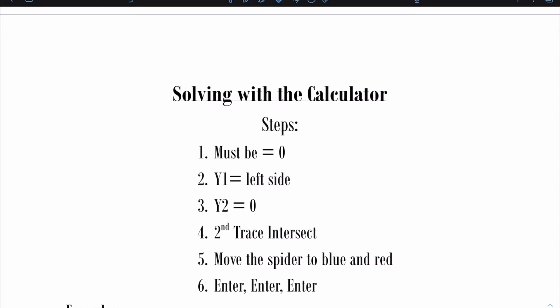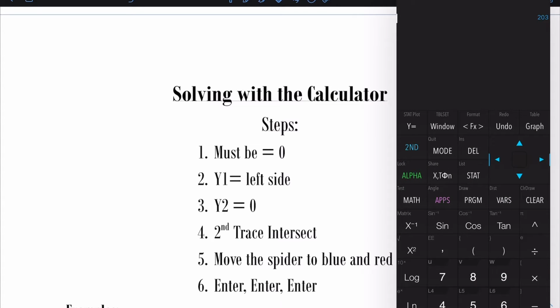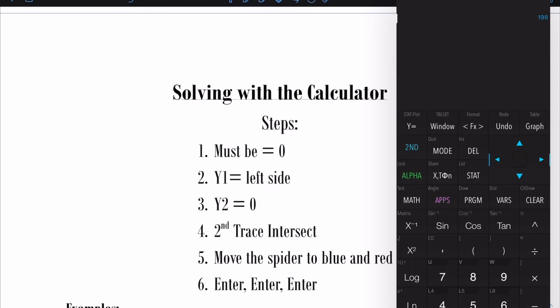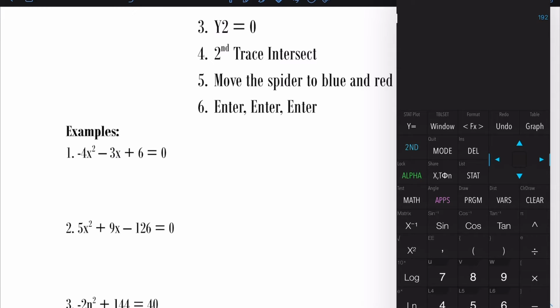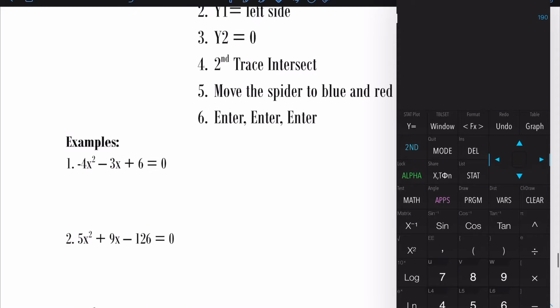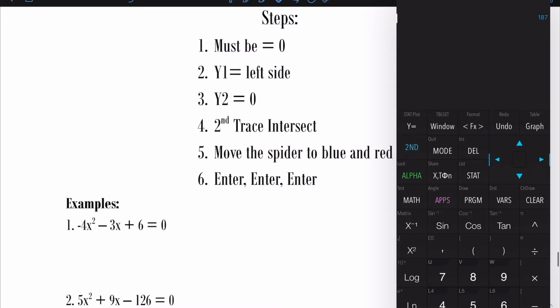All right, so let's go through these steps with the calculator. These steps are meant to be used with a TI calculator. It says that the equation must be equal to 0. Let's look at this first example. We have negative 4x squared minus 3x plus 6 equals 0. So the left side is already equal to 0.